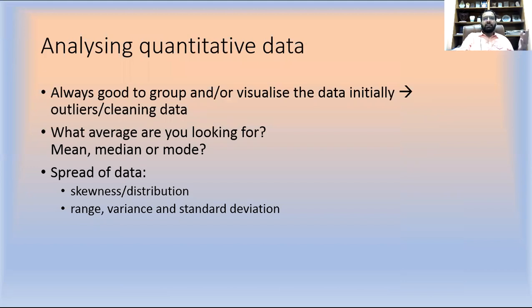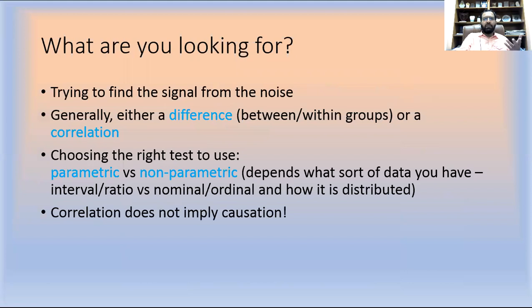So analyzing the quantitative data, it is always good to group or visualize the data initially, and you can average, you can use statistical means, spreading of data, you can check how the data is being skewed, whether left, right, or centrally skewed, what the standard deviation and variation are. These are the basic things we have. What are you looking for? Trying to find a signal from the noise. Yes, we might look for this.